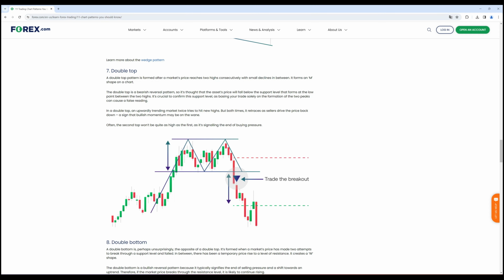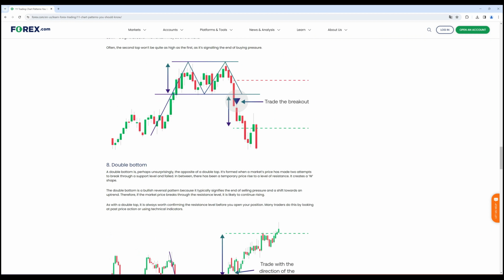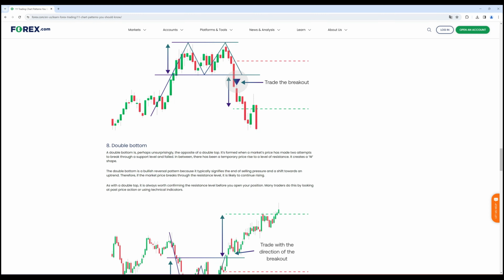We go up, we try to test the resistance, we test the support line, the resistance once again, and it didn't pass the resistance and it broke out, trading the breakout, and it went down. And for a double bottom, it's pretty much the opposite. Again, the double bottom is perhaps unsurprisingly the opposite of a double top.